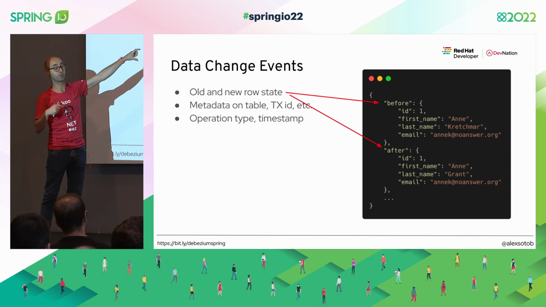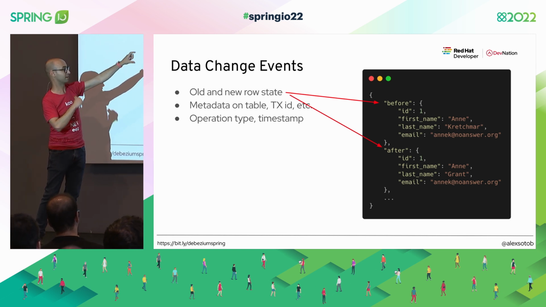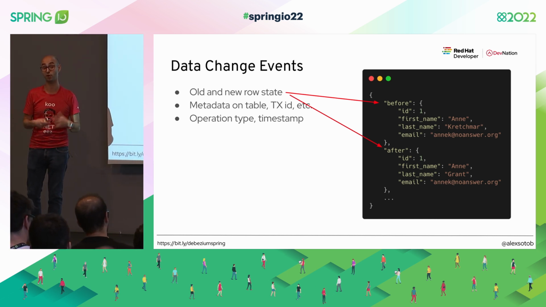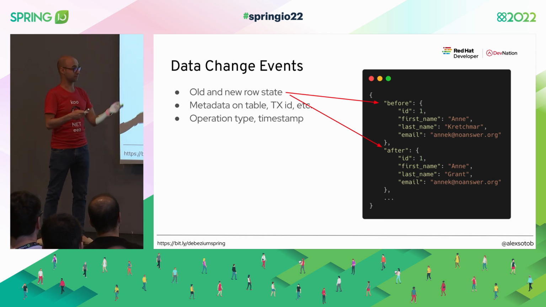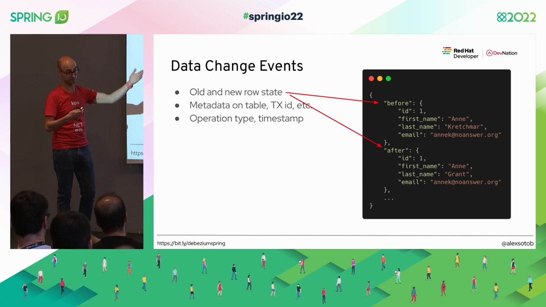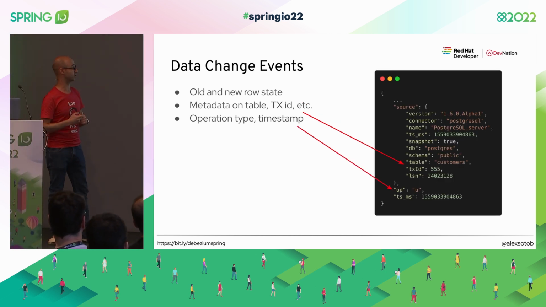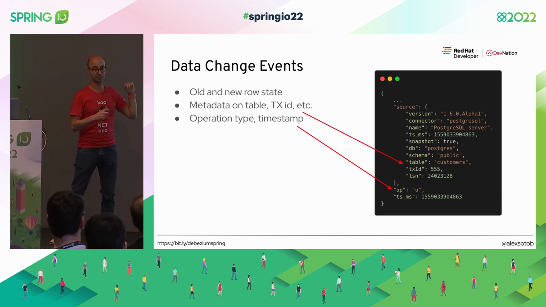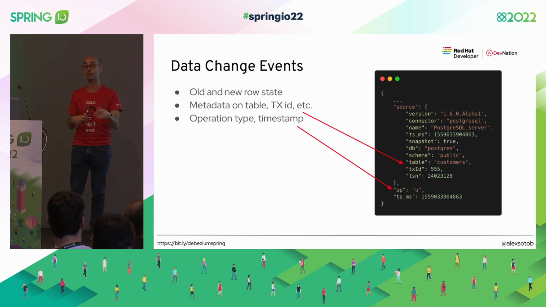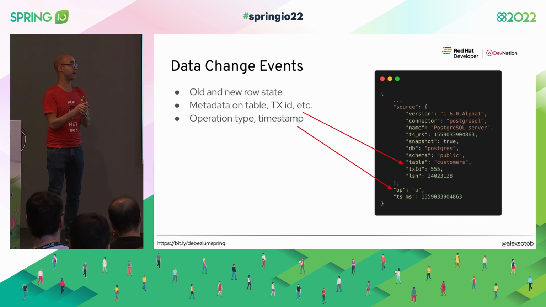So you've got before, the entry was this Any Kretschmer, and then the last name was Ren. So it just says the before and the after, of course. If it's an insert, then there is no before, there is only after. And if it's a delete, then there is only before and not after. Okay, but that's a thing of implementation. And also, it saves some metadata about the table, the transaction ID, the operation type, and the timestamp.